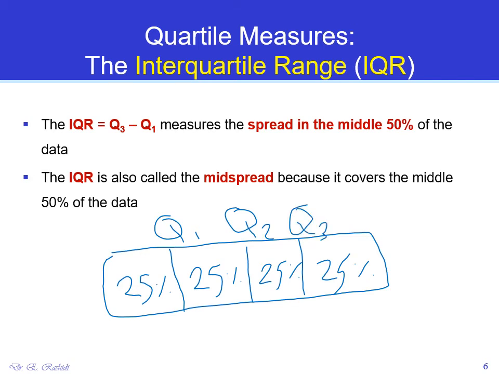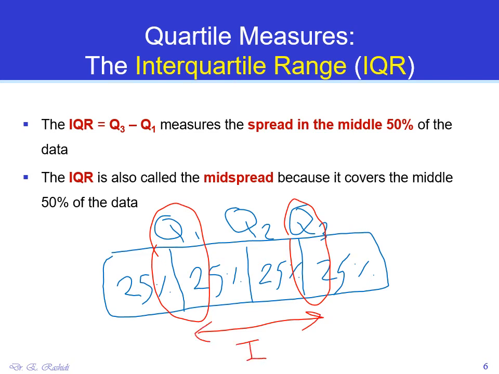Okay. So Q3 minus Q1, this range is called IQR, which, as you see here, covers 25% plus 25%, which is 50%. So it covers the mid 50% of your data. That's why it's called the mid spread.